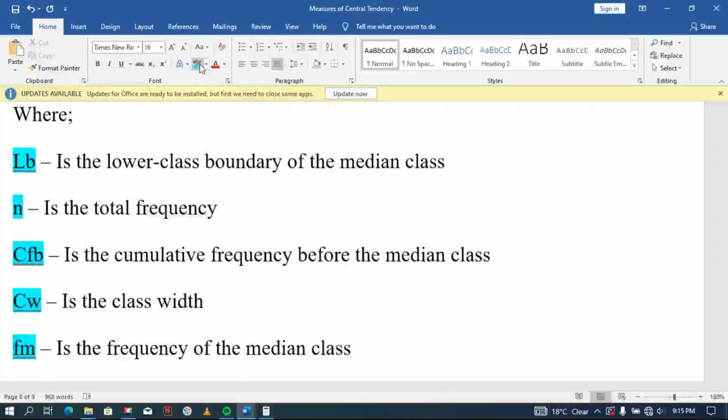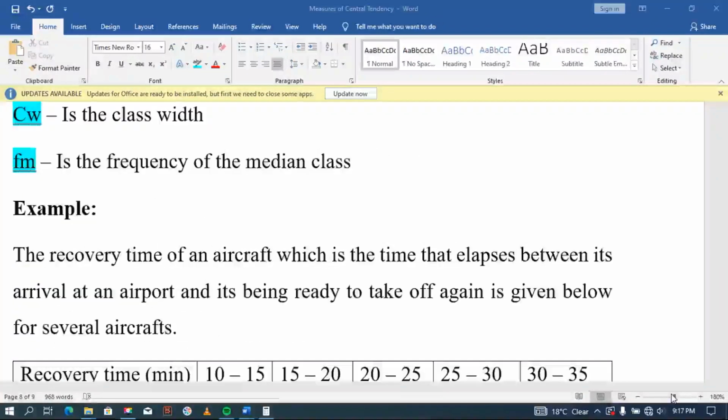So let's try to look at an example. So the example says the recovery time of an aircraft, which is the time that elapses between its arrival at the airport and its being ready to take off again, is given below for several aircrafts.